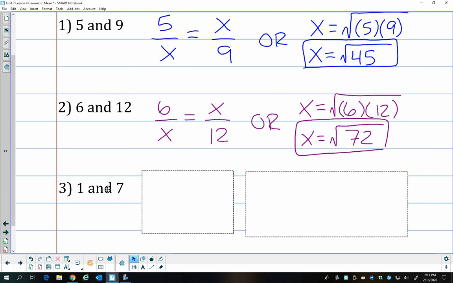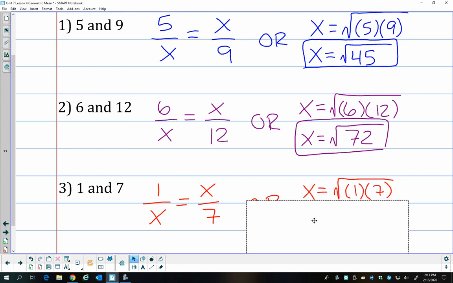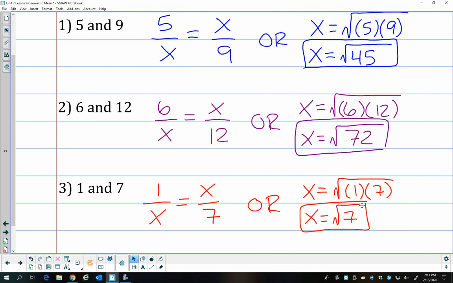And I'll do one more. 1 over x, x over 7. Or you can just do the square root of 7 times 1, which is the square root of 7. So these square roots here, these x's, all represent what we call the geometric mean between those two given numbers.